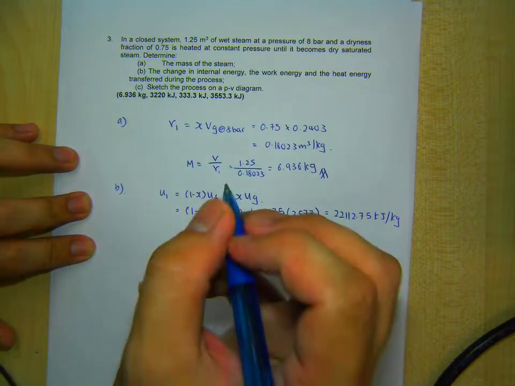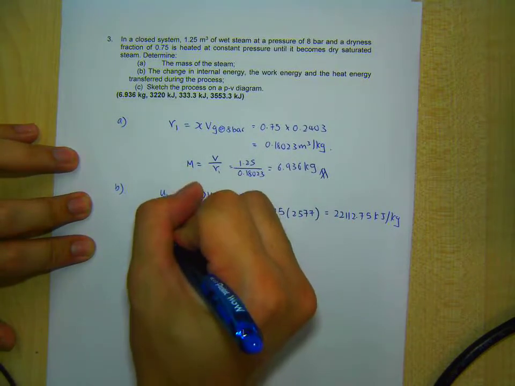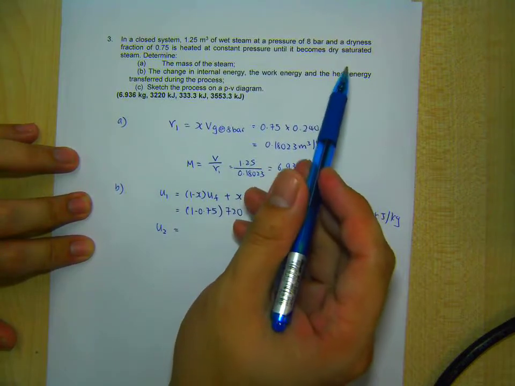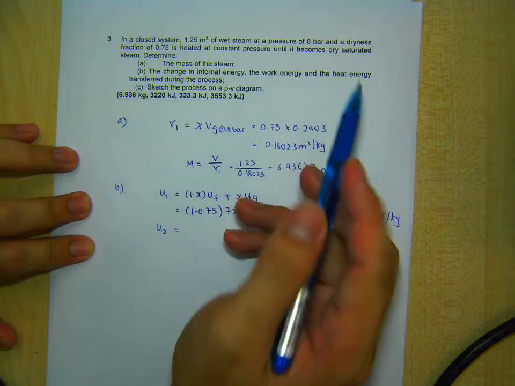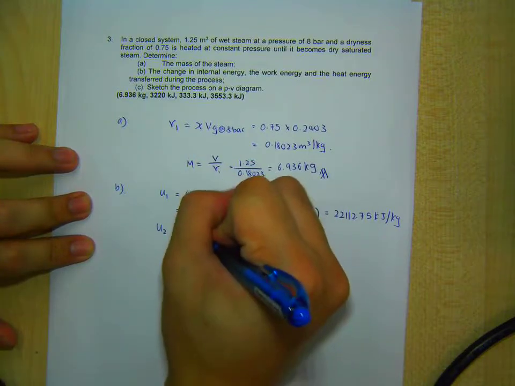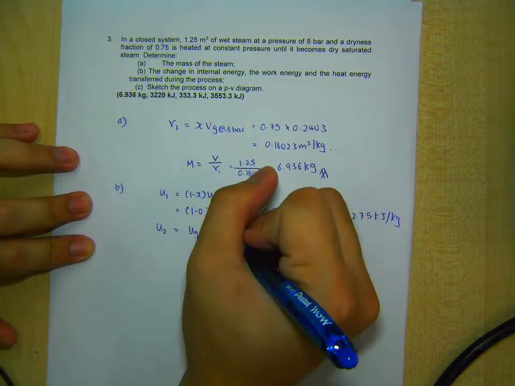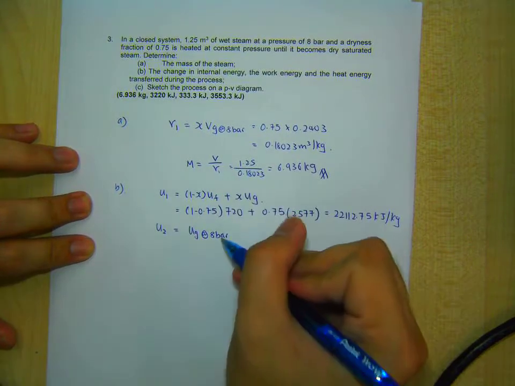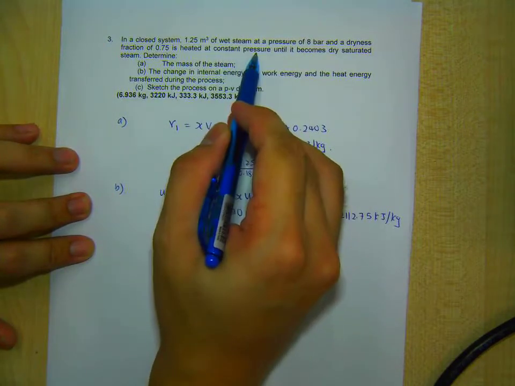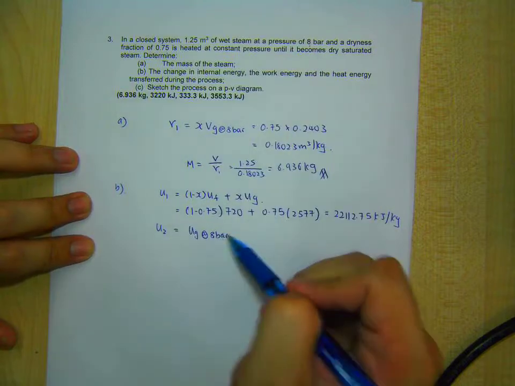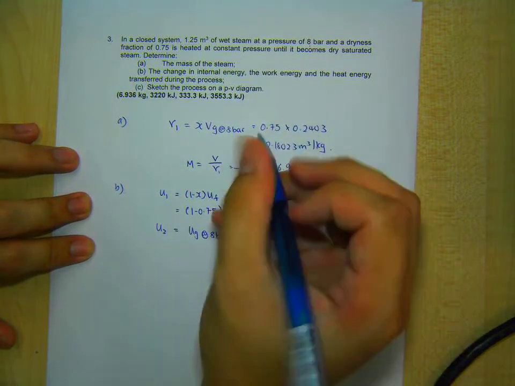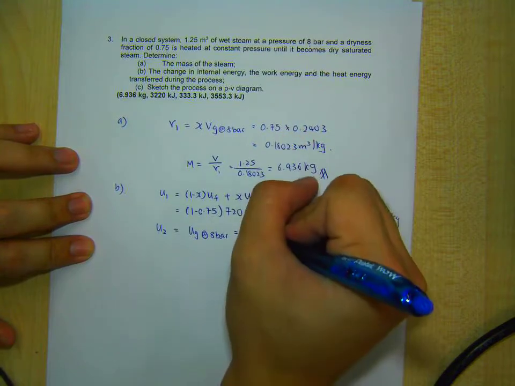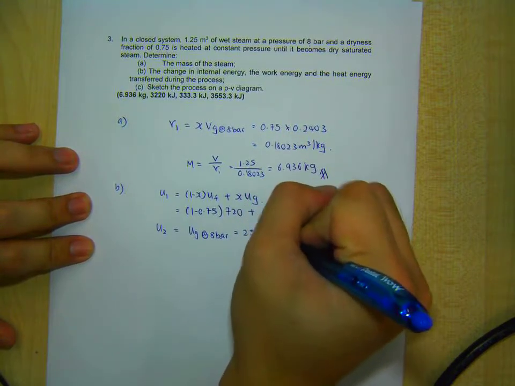Okay, next to get the U2, because it is a dry saturated steam, given by the question, U2 will simply be UG at 8 bar. Okay, why 8 bar? Because it's a constant pressure process. So initially if it's 8 bar, final will also be 8 bar. So this value from the table, you'll get 2577.